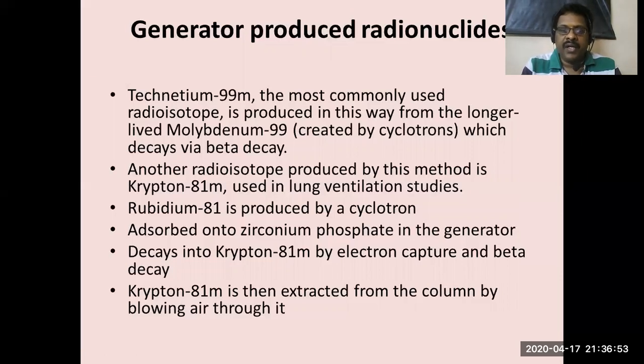We are using a parent radionuclide, rubidium-81, which is produced by a cyclotron. From the cyclotron, we are loading it into this generator. It is adsorbed onto zirconium phosphate. Here we are not using alumina, because rubidium shows high affinity for zirconium phosphate, which is coated on a glass surface. It decays into krypton-81 by electron capture and beta decay. It will emit beta radiation and form a daughter compound. And krypton-81 is then extracted from the column by blowing air through it.